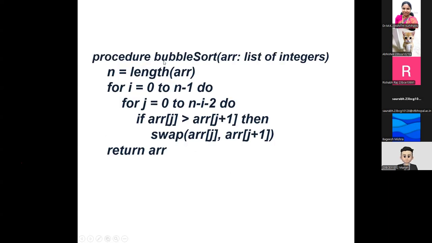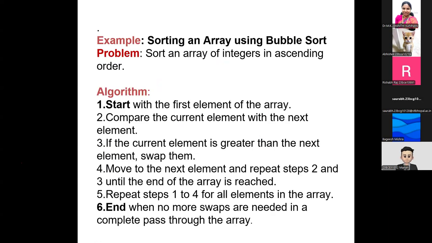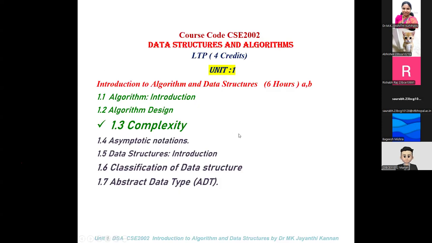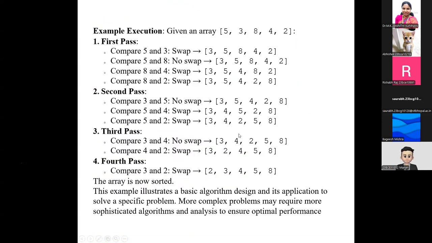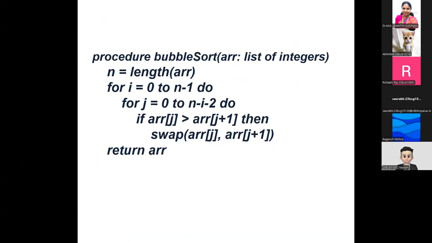So any doubt in the logic, how bubble sort is performed? It is also sorting the numbers, but using bubble sort. So the pseudocode for bubble sort is this.